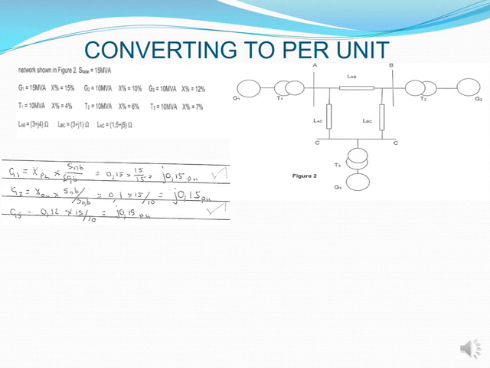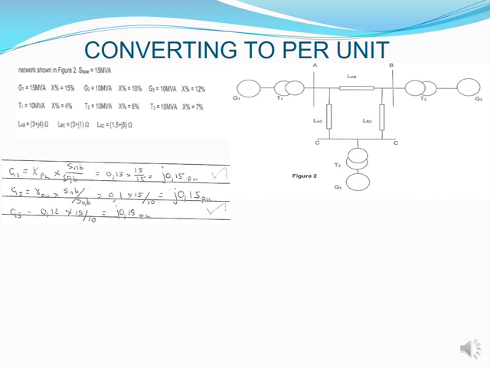So if we start with the generators, you can see that for my G1, I say that it's going to be my given XPU. I multiply by my S new base over my S given base. My S new base is the 15 MVA that they say I must use as S base, whereas my given base, you can see from there, was also 15 MVA in this case. So the X percentage was equal to 15%, which in per unit becomes 0.15. There I do that multiplication and I can get the answer.